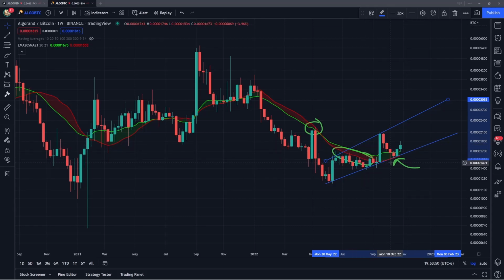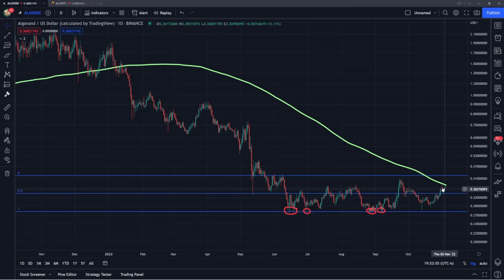Again, that uptrend would signify Algorand would start to outperform Bitcoin, which would bring a lot of relative strength into this pair and potentially push it back above some of these resistance areas.